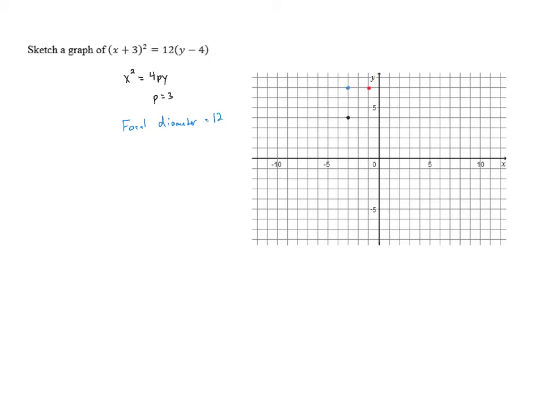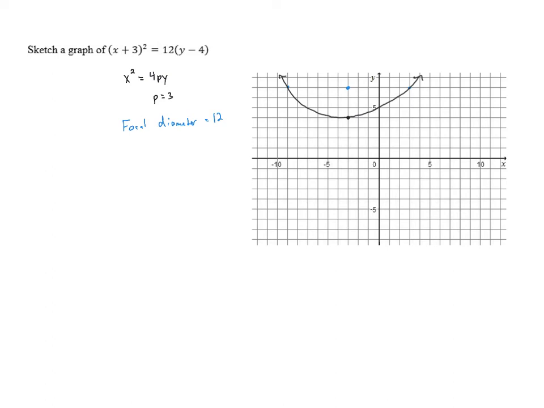So that means from the focus, we go to the right 6 units and we go to the left 6 units. And so we can do that here. And then that will help us see how wide the parabola is going to be, which will help us sketch its graph. So this is a sketch of the graph of (x + 3)^2 = 12(y - 4).